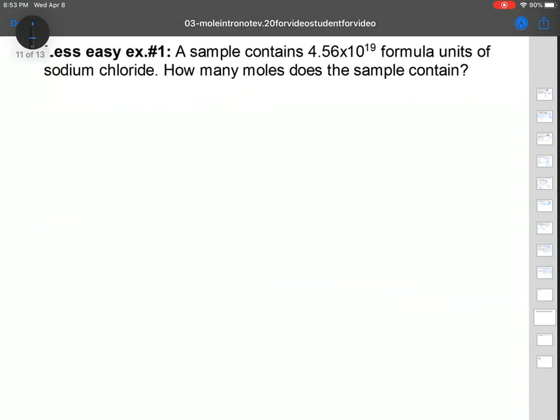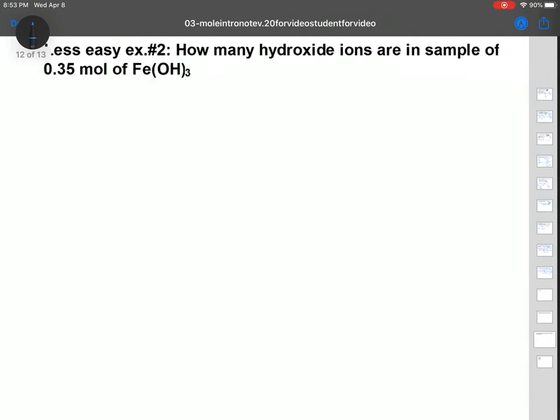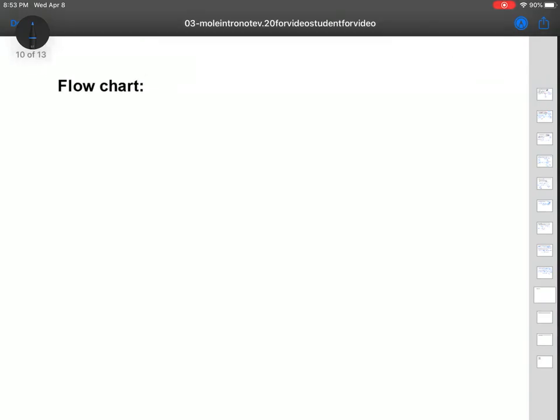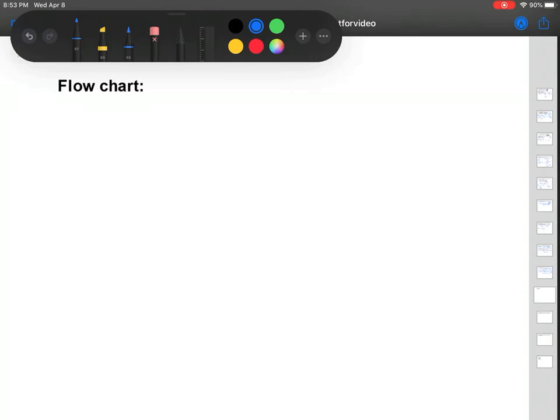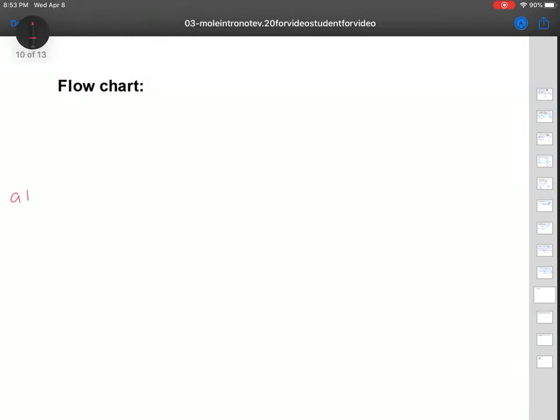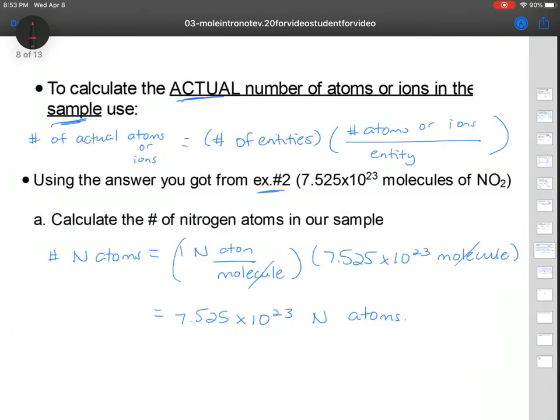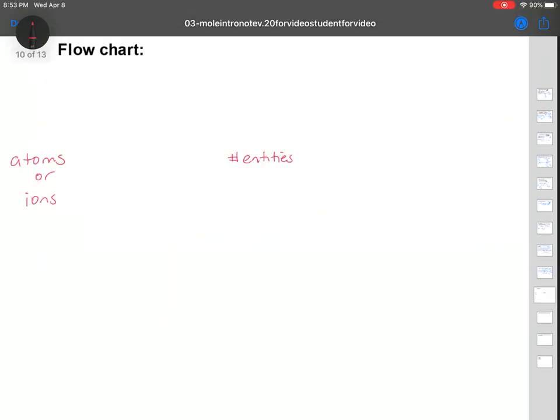So what we're going to do is we're going to do a couple of less easy examples. But what happens is you can't skip steps. Okay, so maybe don't write this down until I'm done so you can see what it's going to look like. Like if you are going to get all the way down to the atomic level, then you need the number of entities first. If you have mass because you've measured that in your labs, then you have to always convert mass into moles.